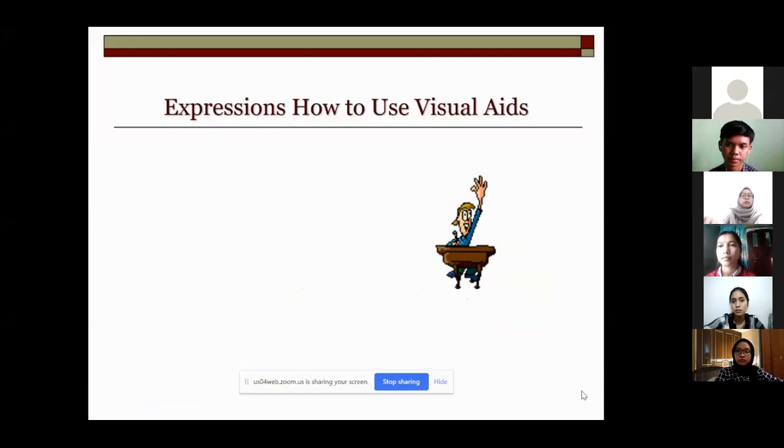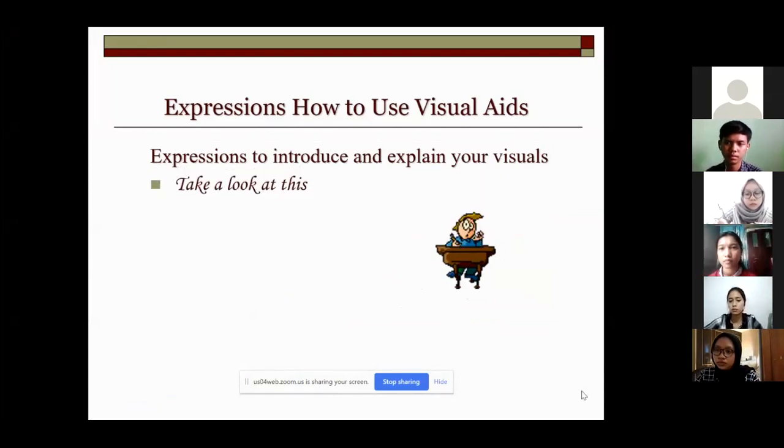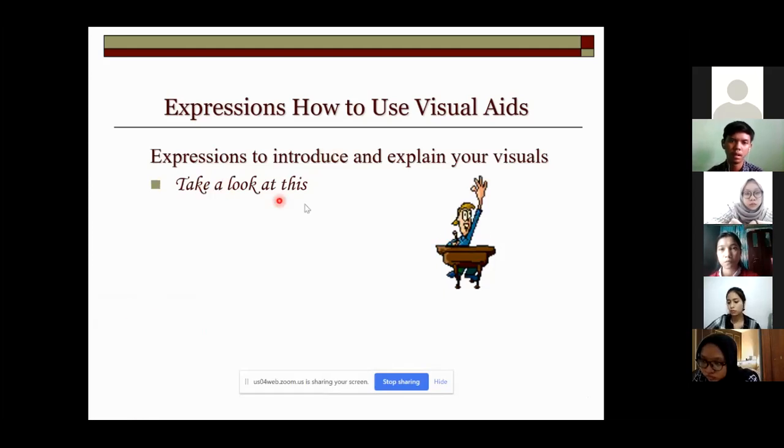Yes, ma'am. Okay. Now let's move on to the expressions, how to use visual aids. The expressions to introduce and explain your visuals: if your presentation wants to show something that can be seen by your audience, you may say, well, ladies and gentlemen, please take a look at this. By saying, take a look at this, it means that you need your audience's attention to look at what you want to show.